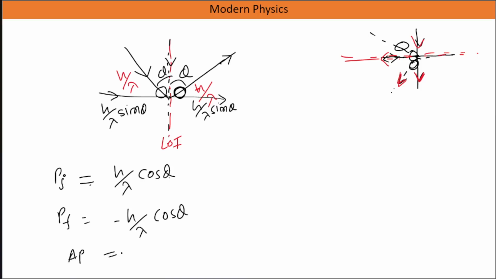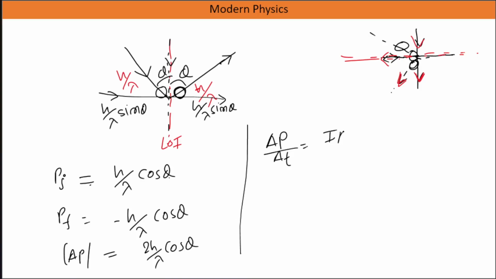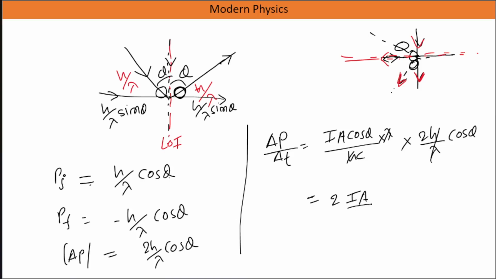ठीक है, so change in momentum आप क्या लिखोगे? Modulus अगर आप लिखो, you will be writing 2h by lambda cos theta. Now what will be the rate of change of momentum? So delta p by delta t, n, that is your IA cos theta divided by hc by lambda, है ना, and this into this thing delta p, that is 2h by lambda cos theta. So h by lambda को आप कट कर दो. ठीक है, and this 2 term is coming, also an extra cos theta is coming. ठीक है, so 2IA by c cos square theta.